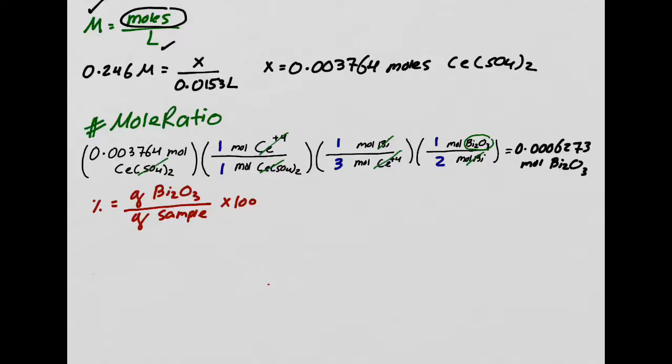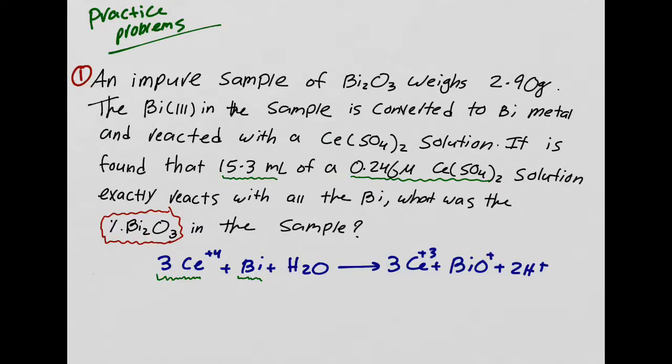And I'm going to go over this too. If you read this question, this is an impure sample. So this sample is impure, right? You have an impure sample, and they want to ask you in this impure sample, what is the percentage of bismuth oxide? It is impure, so it has other stuff in it too. They're asking you how much of this impure sample is bismuth oxide. That makes sense? That's what the question is asking us.